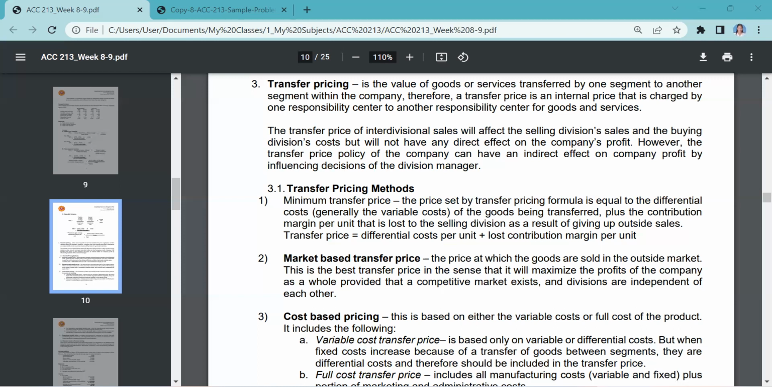Because remember, each of the departments or units has their own objective. So they want to achieve their objective, and of course, in achieving that objective, they should be charging the right price, even if those units or outputs will only be transferred to another unit or department within the organization.